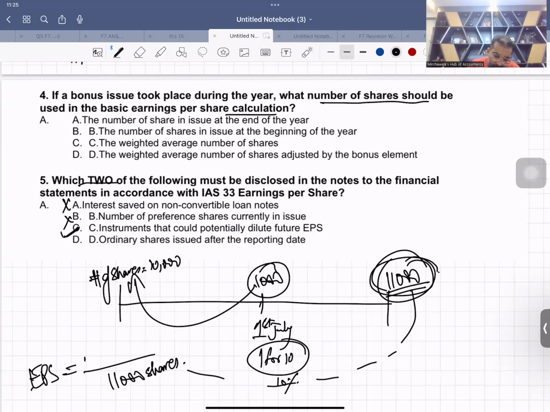And D, this is related to IAS 10. Hope you have done IAS 10. Ordinary shares issued after the reporting date. Whatever new shares, whatever new loan notes, whatever mergers you have done after the year end are non-adjusting events. And for non-adjusting events, we need to do disclosure. This is very famous. Point number D is very, very famous. So C and D disclosure is needed.